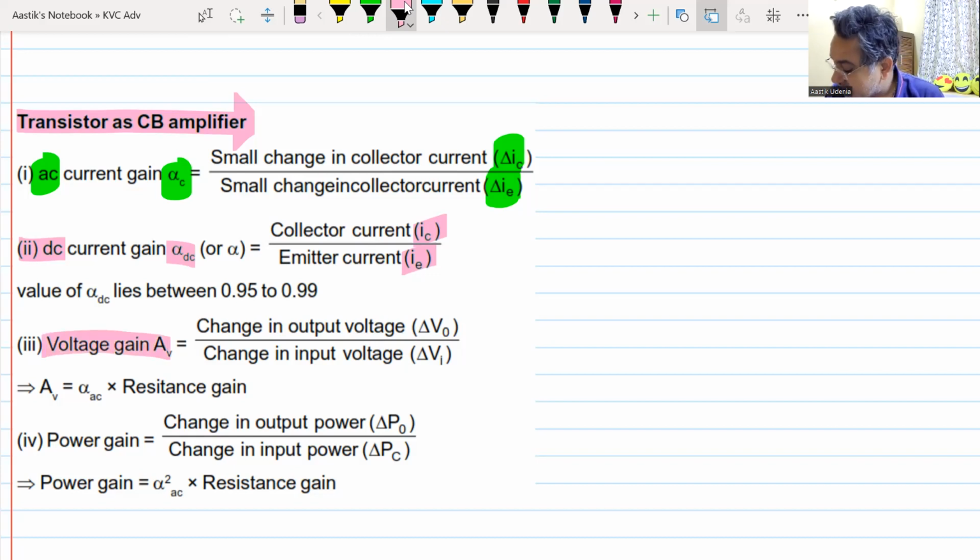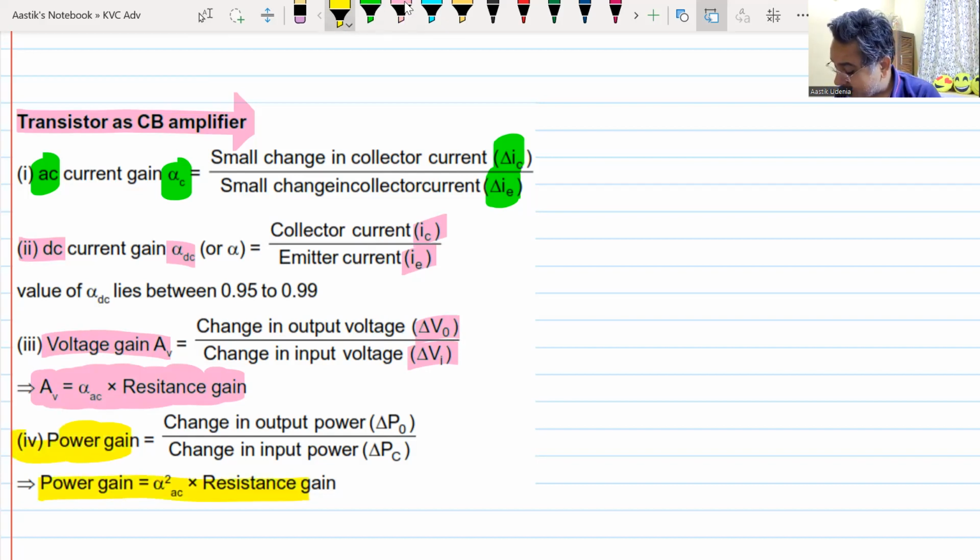Voltage gain is the change in output voltage divided by change in input voltage. So your voltage gain can be written as alpha AC into resistance gain. How much is the gain in resistance? Output resistance divided by input resistance. Do we understand this? Yes. You have to note down this formula.